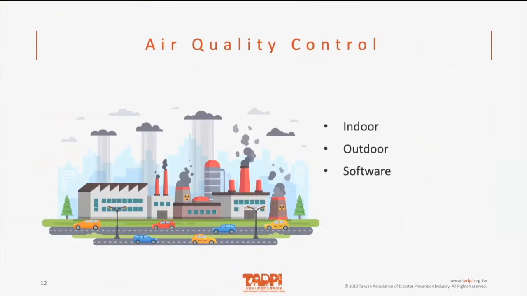So the service of air quality control can be categorized into outdoor equipment, indoor sensors, and software development. The first two are usually hardware equipment, and then we'll need an online platform so it can be a total solution.